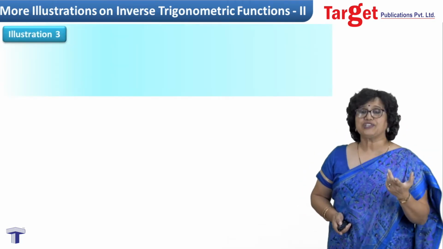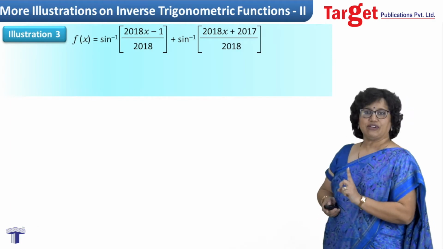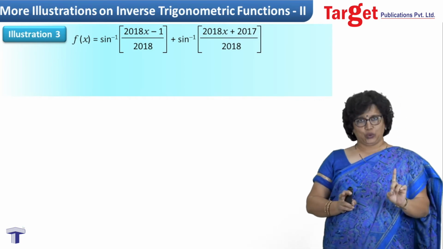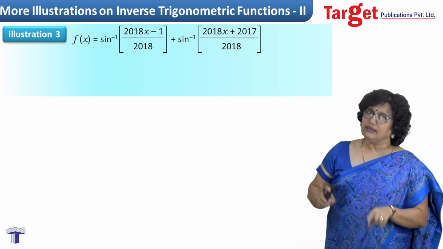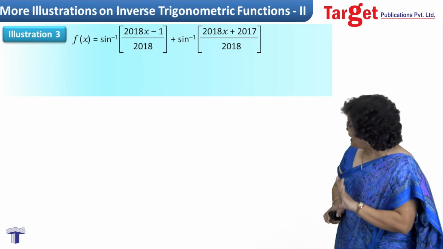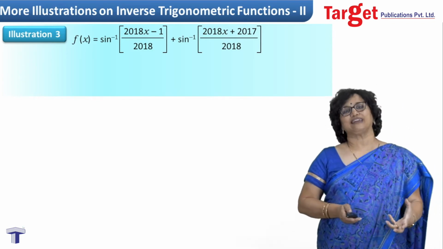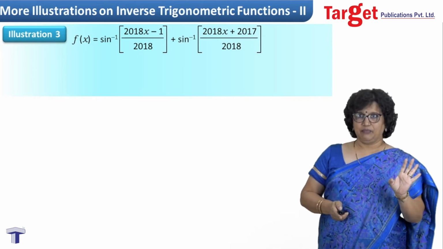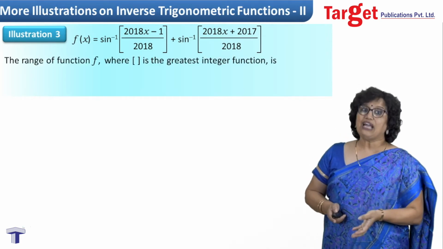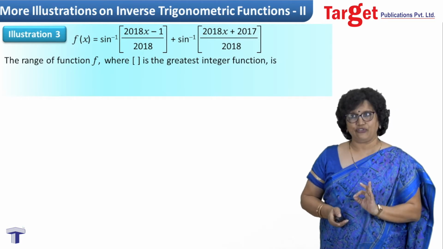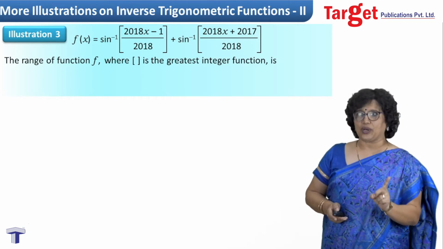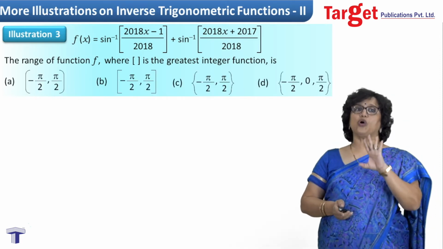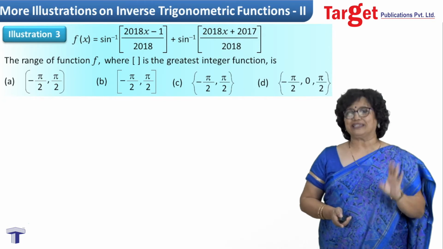And the next question is that f(x) equals sine inverse of, I have written square brackets, (2018x minus 1) upon 2018, plus sine inverse, again in square brackets, (2018x plus 2017) upon 2018. This is f(x) given, meaning this is the definition of function f, and we are asked to find the range of function f, where the square bracket stands for the greatest integer function, and we are given 4 options for the range of f, and the correct option is to be picked.